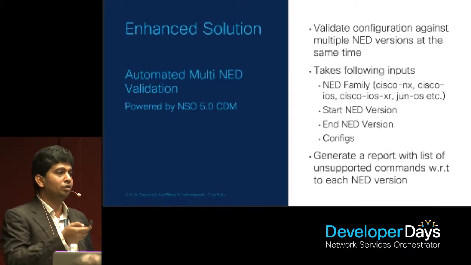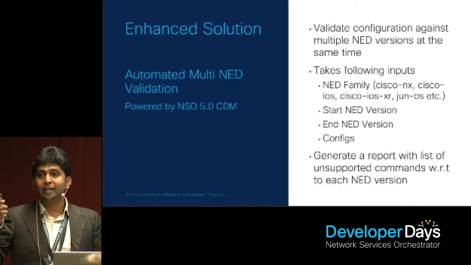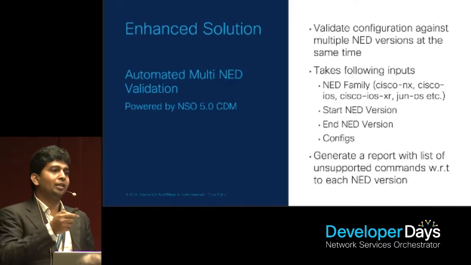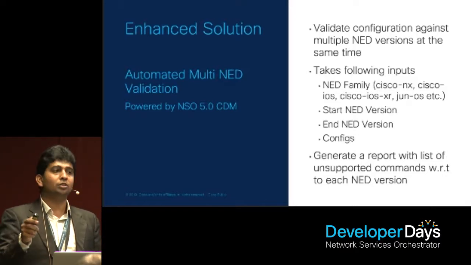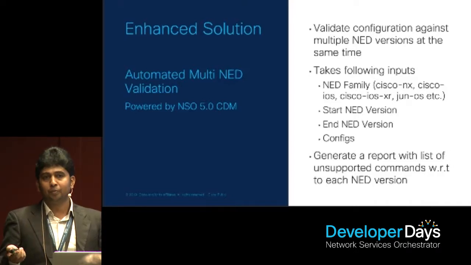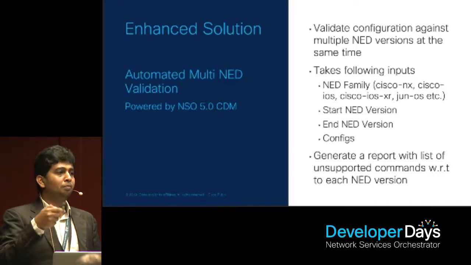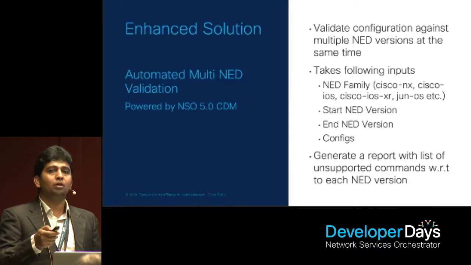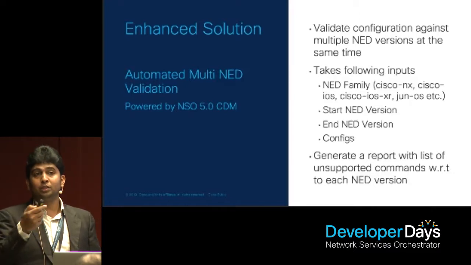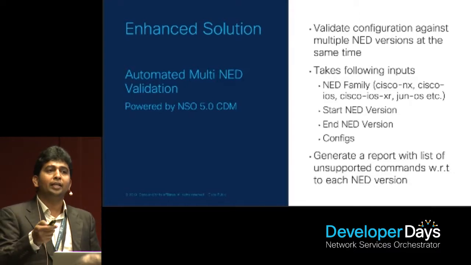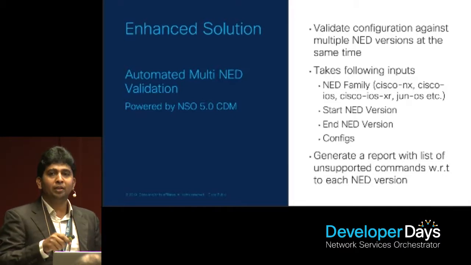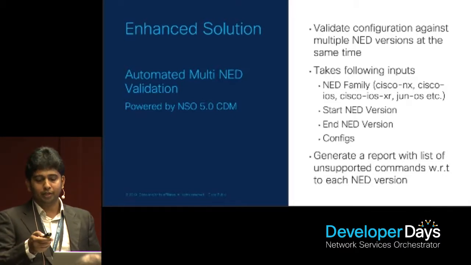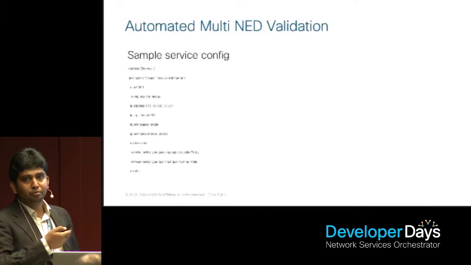For example, if the version starts from A and ends in Z, then you can say A to Z, and it's going to validate all the versions which are available between A and Z. Now you'll get to know even if there are patch releases or major releases. Whichever is actually part of the NSO, it's going to validate against all of them and give you the results, right?